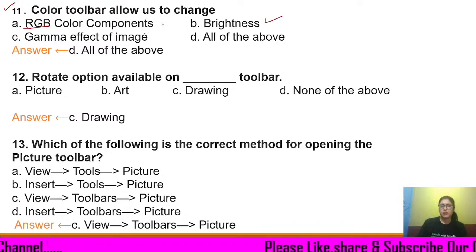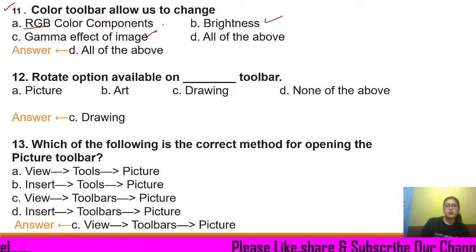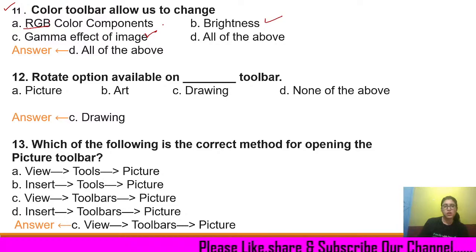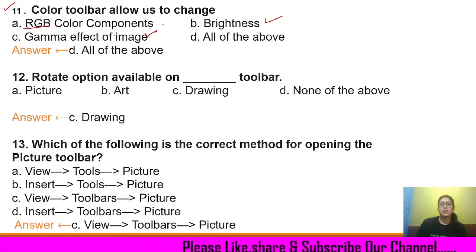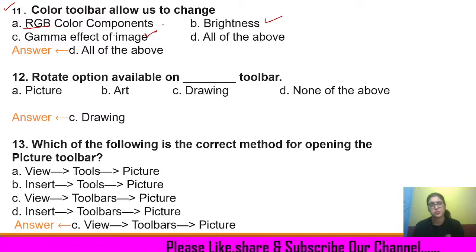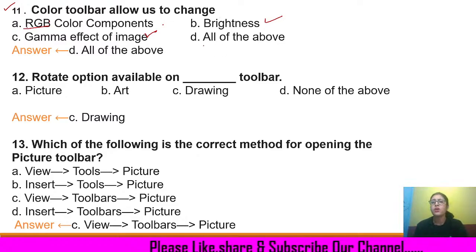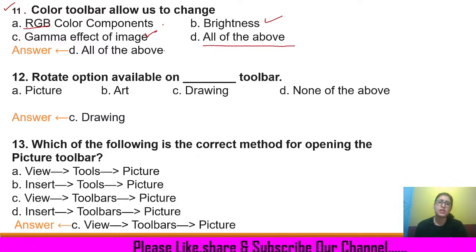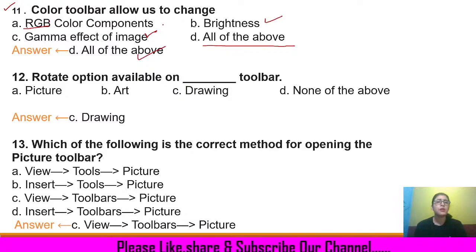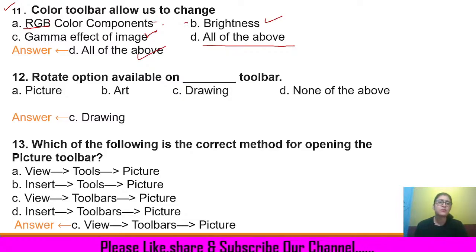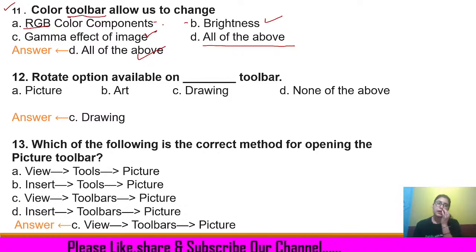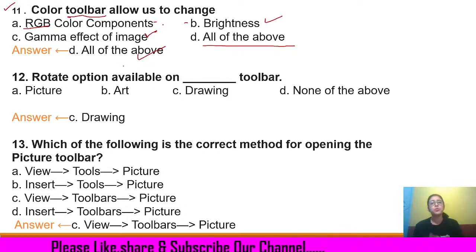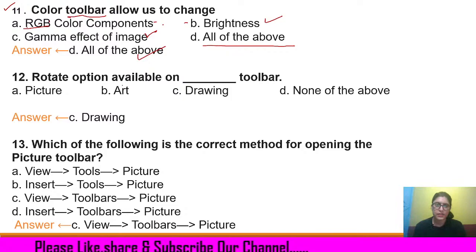Brightness and the gamma effect of the image are also related to image pixels, brightness and color. The gamma effect will increase the visibility of the image, right? Or all of this. Actually, the answer will be all of this, because all these tasks will be done by the color toolbar. The color toolbar allows us to do all these tasks, right?